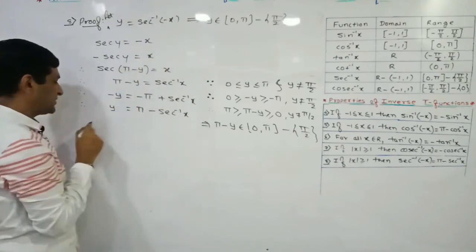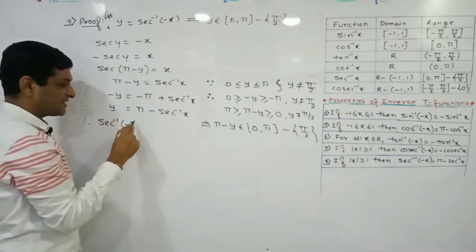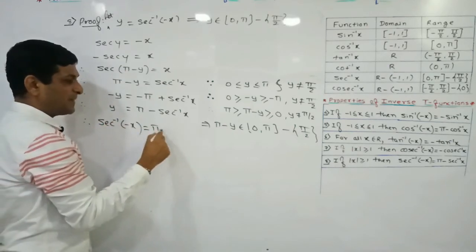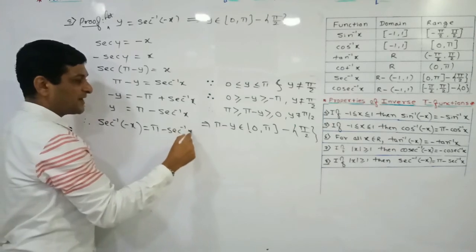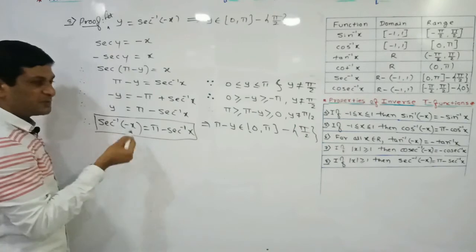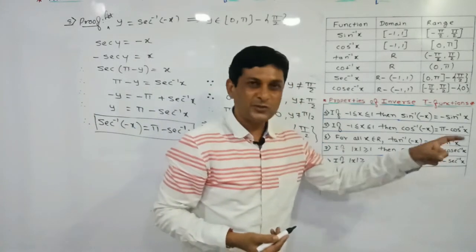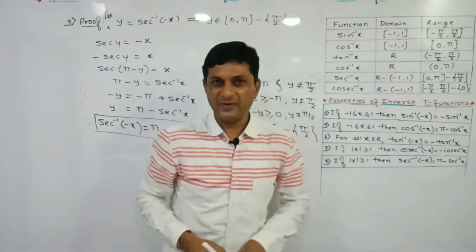Y is equal to sec inverse of minus x. So sec inverse of minus x. On this side, pi minus sec inverse of x, keep it as it is, and this is the result which we have to prove. What we have to prove here? Value of sec inverse of minus x will be equal to pi minus sec inverse of x.